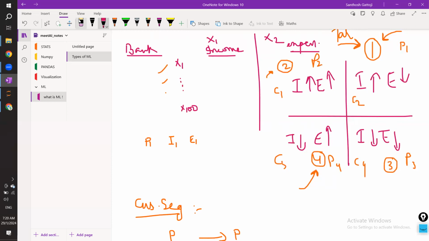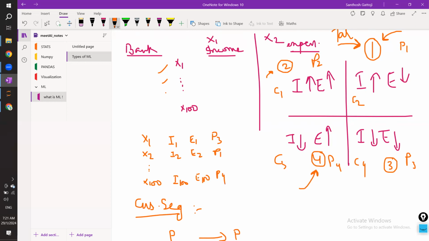Over here, X1 is the input. For the X1 record, I1 is the income and E1 is the expenditure. X1 is the first input, and this person is falling into, let's say, the third category, P3. So the output variable for this one will be P3. Next, X2, second person, I2, E2, let's say he's falling into the first category, P1. Like that, you will have X100, I100, E100, and some other category, let's say P4.